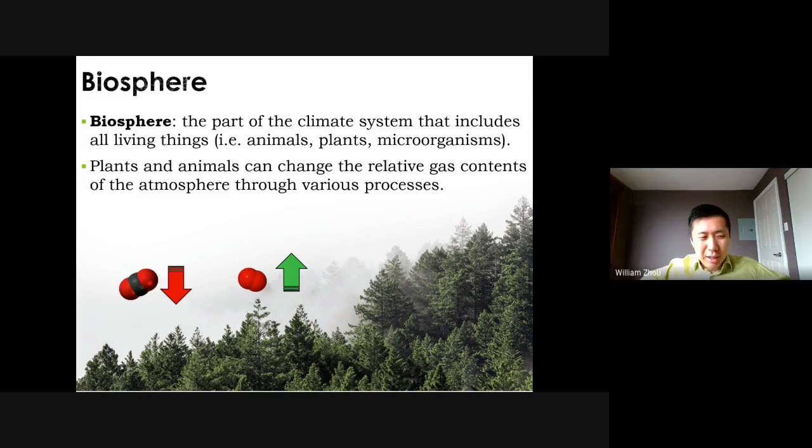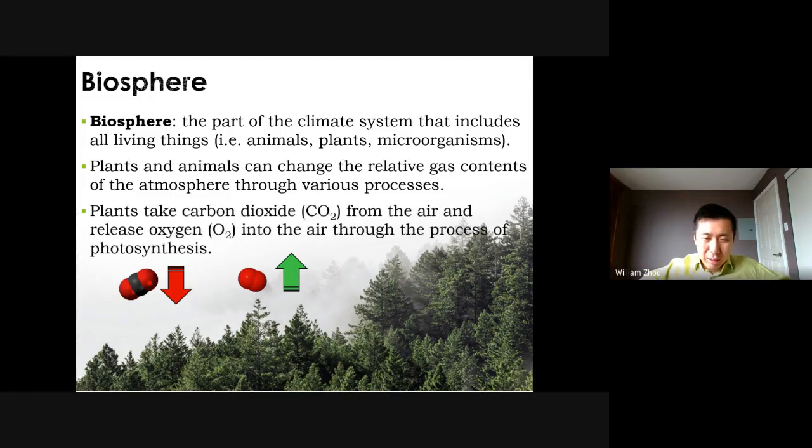But carbon dioxide is a greenhouse gas. It has a warming effect. So trees have a cooling effect on the environment. It takes CO2 away from the air. That is a natural process through photosynthesis.